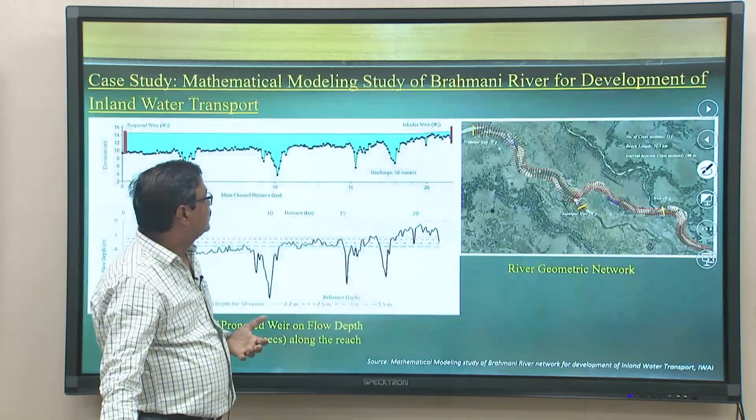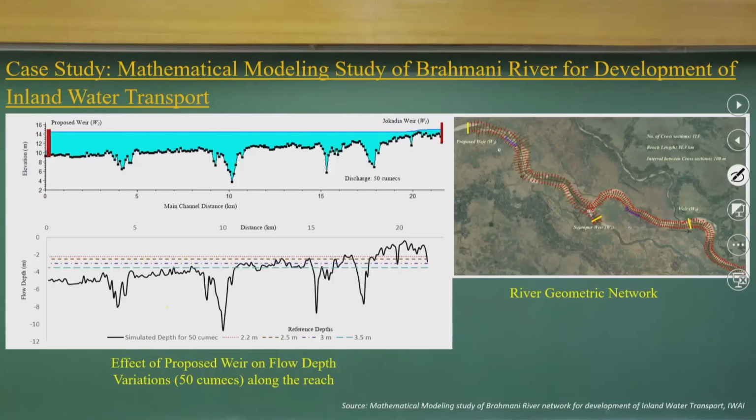Now, we conducted a similar case study for the Brahmani river. You can look at these cross sections, which were set up through the HEC-RAS models, and these are the proposed weirs. You can see before weir and after weir, the channel depth requirement, and the longitudinal profiles. This is part of National Waterway 5.